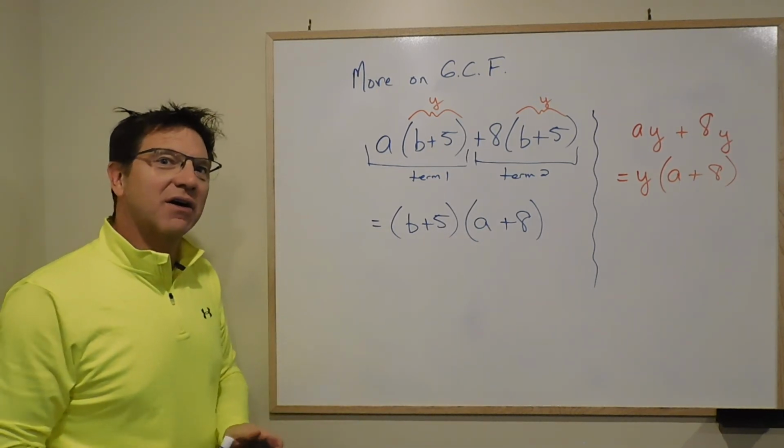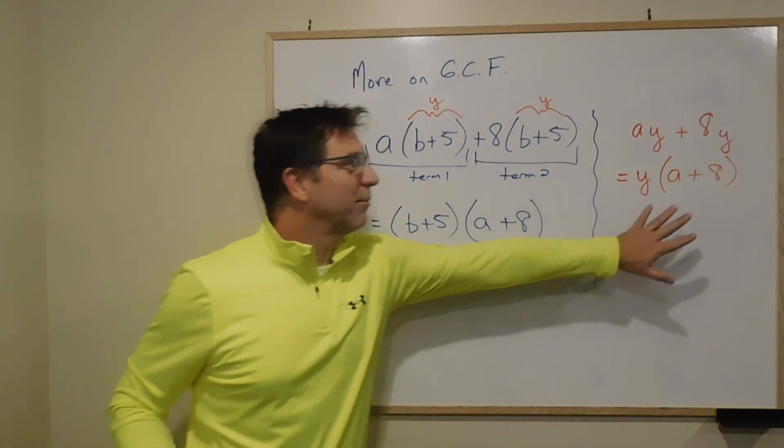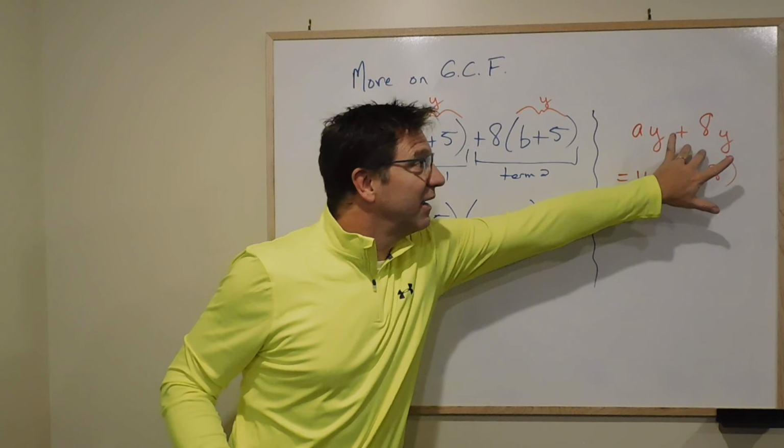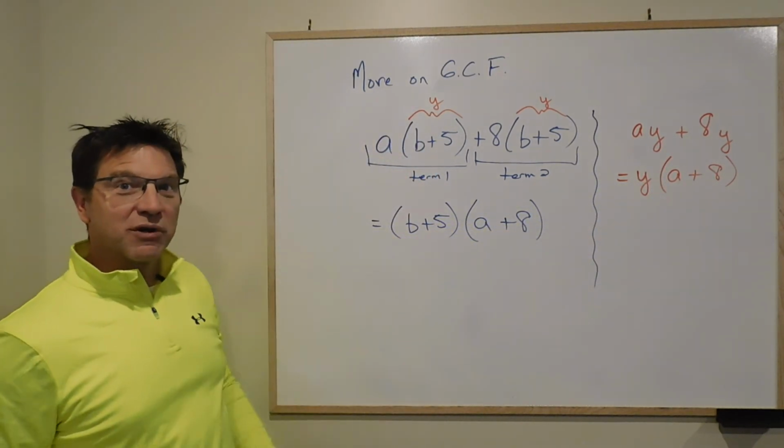And again, it's visually awkward, but once you take a look at it, it does make sense, right? If you compare this, well, instead of the y, I have b plus 5 with a bracket, but it works the same way.